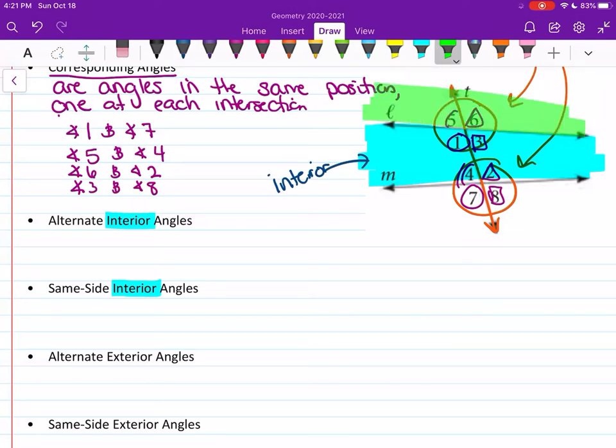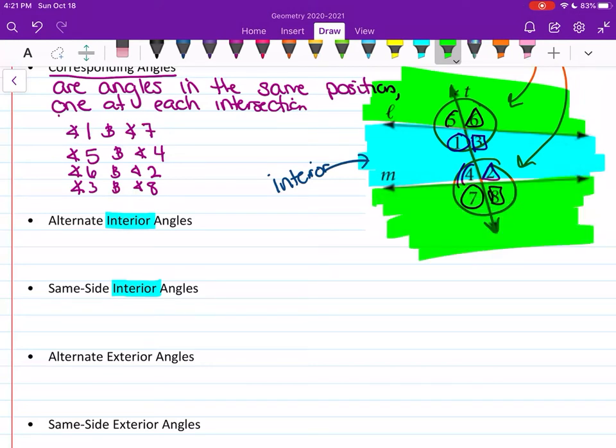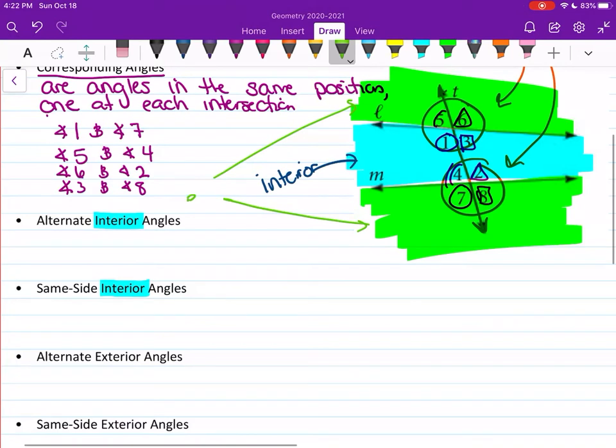And then if I have space out here, all the space that goes, and it goes on forever, right? That space is called the exterior. So these two spaces here are the exterior. So we can see that angles 5, 6, 7, and 8 are in the exterior, and 1, 3, 4, and 2 are on the interior.